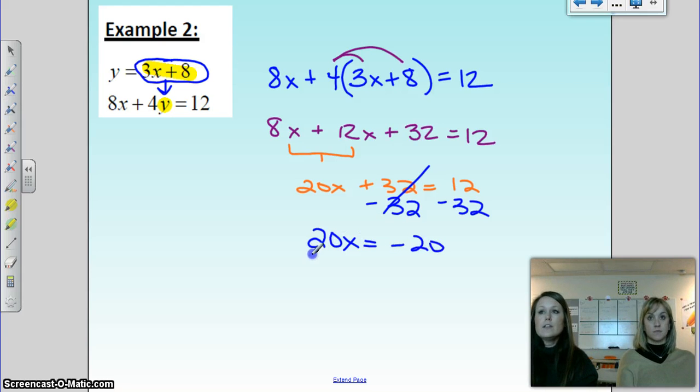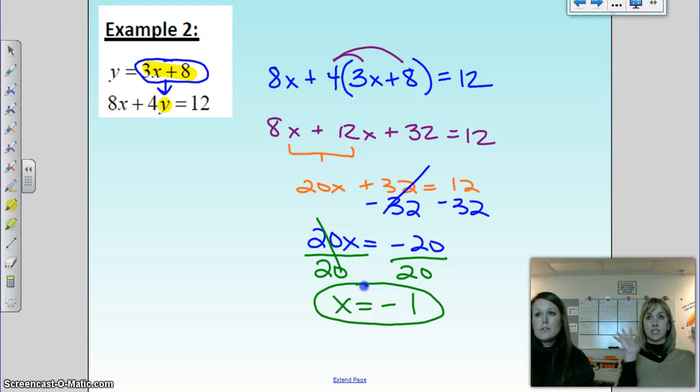It is. Then I divide by whatever's in front of my coefficient. So divide by 20, divide by 20. x equals negative 1. Cool.